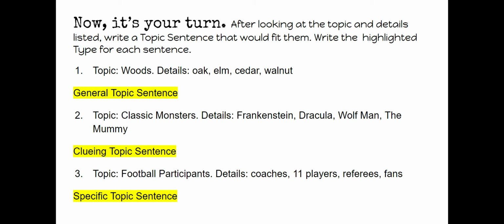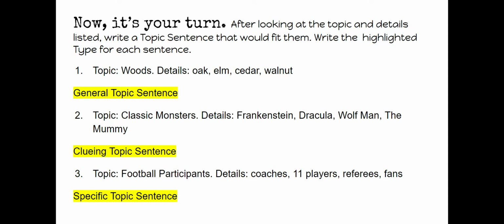So let me help you out. Let me give you a better example. Number 2, the topic is classic monsters. The details are Frankenstein, Dracula, Wolfman, the Mummy. My teacher is asking me to write a cluing topic sentence for that paragraph. Well, remember, cluing tells an amount, so I'm going to count. So I have how many details? 1, 2, 3, 4. So I'm going to say there are 4 types of classical monsters.